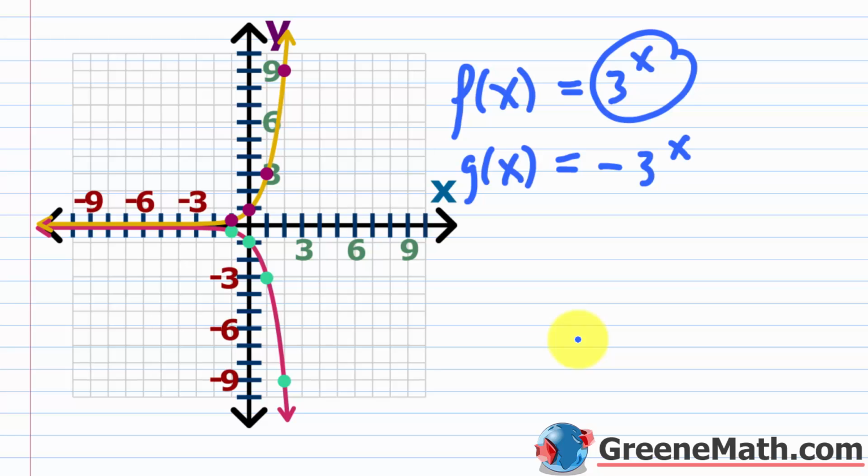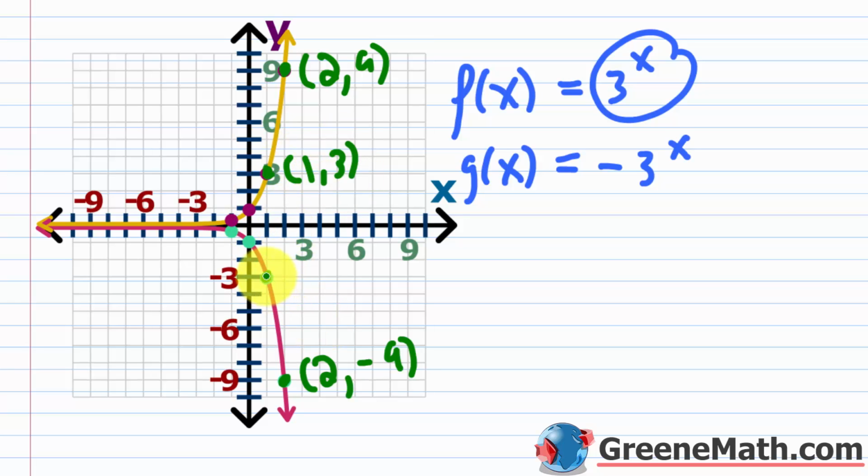And of course, now we're reflecting the points across the x-axis. So what happens is the x values stay the same, but the y values are now made into their opposites. So if I have this point here, which is (2, 9), and I reflect it across the x-axis, it becomes, again, (2, -9). So the x value stays the same. The y value gets turned into its opposite. Similarly, this point right here, which is (1, 3), is going to become what? It's going to become (1, -3), x value stays the same.